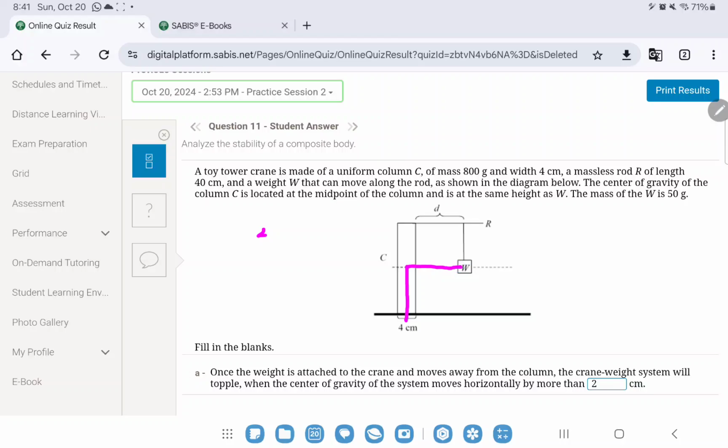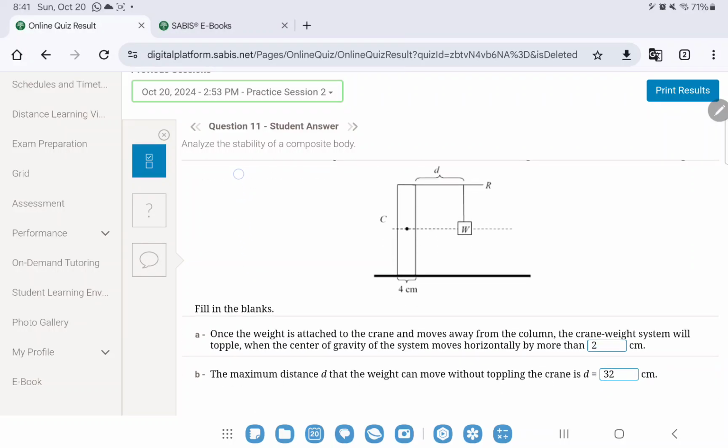So now, to find part A, they're asking when the weight attached to the crane moves away from the column, the crane weight system will topple when the center of gravity of the system moves horizontally more than what distance? Remember what we said last question, where it has to intersect with your baseline? If you move it any more than this distance, it's going to topple over. So this is the maximum distance before it stops intersecting with our baseline. This distance here is going to be half of the 4 centimeters, which is 2 centimeters. Let's move on to the next part.